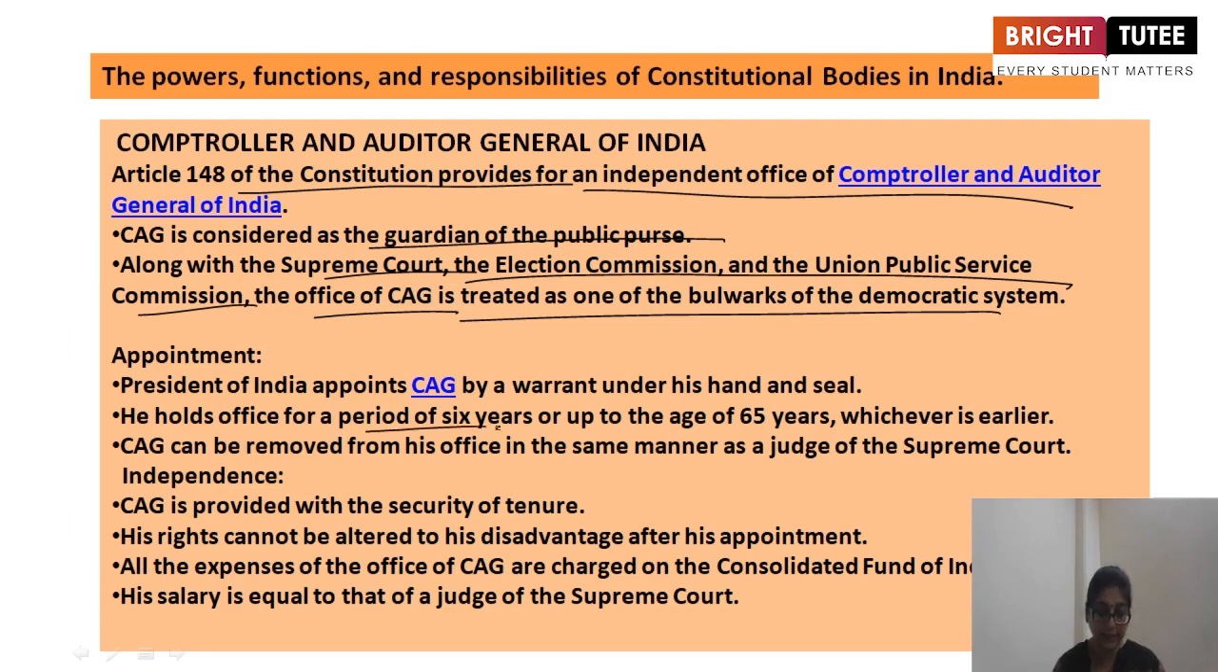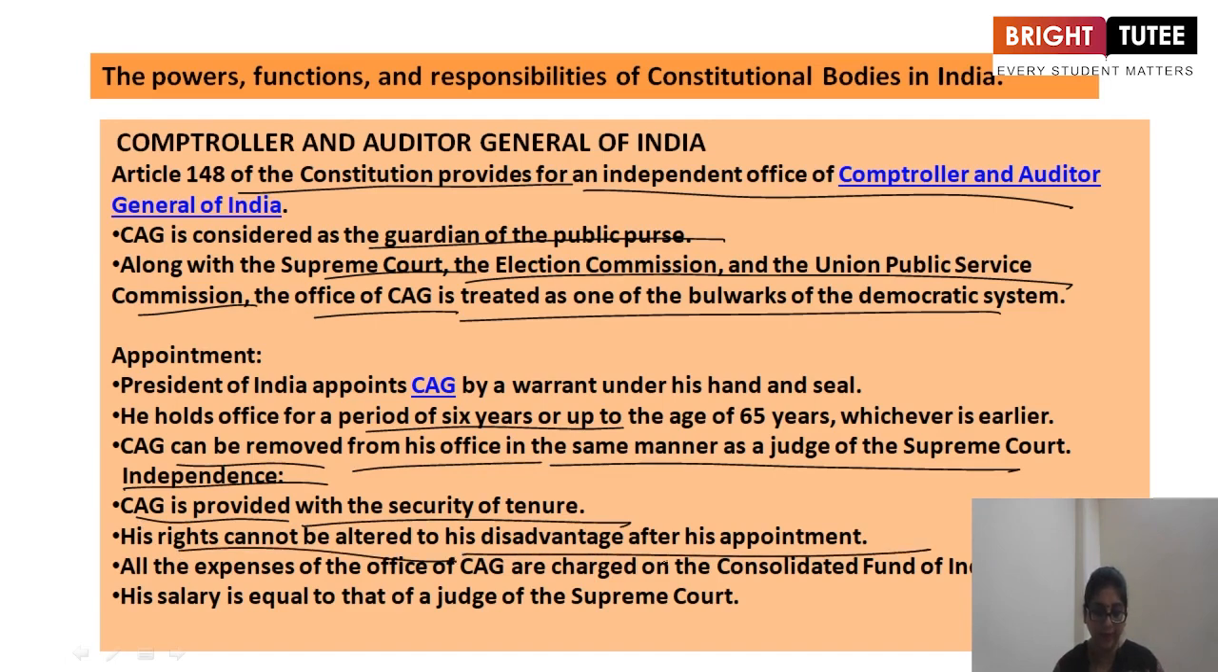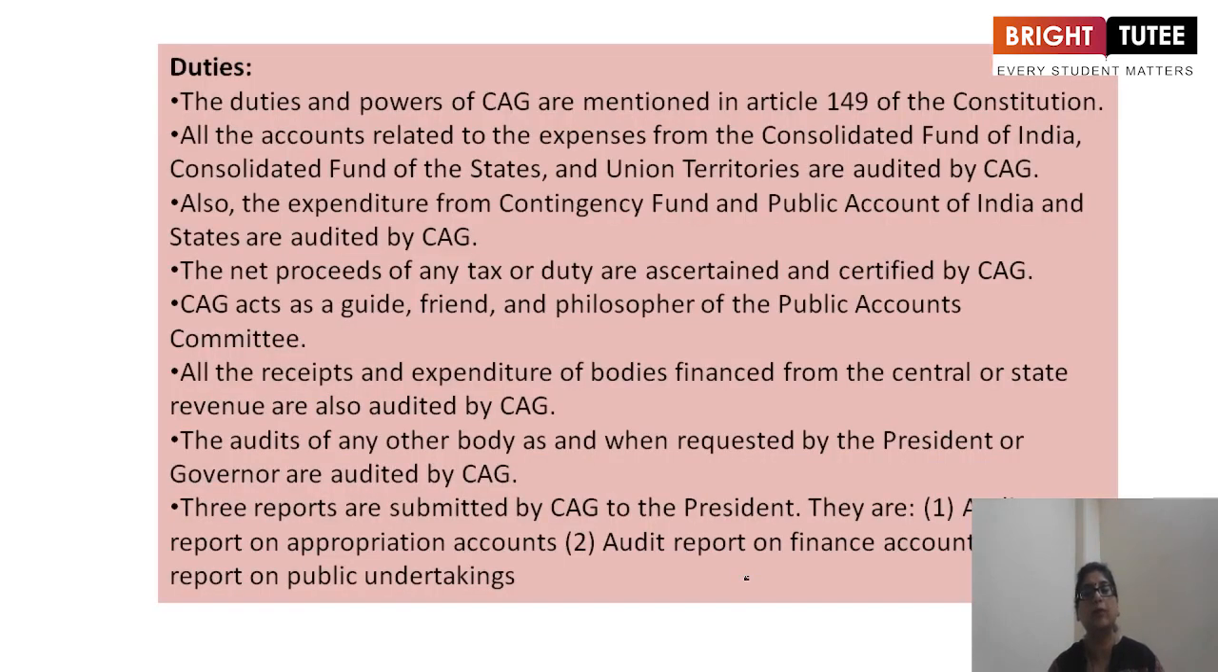And the second thing is this: he can be removed from his office in the same manner as a judge of the Supreme Court. For independence, CAG is provided with security of tenure. His rights cannot be altered to his disadvantage after his appointment. And all the expenses of the office of CAG are charged to the Consolidated Fund of India, and his salary is equal to that of a judge of the Supreme Court.